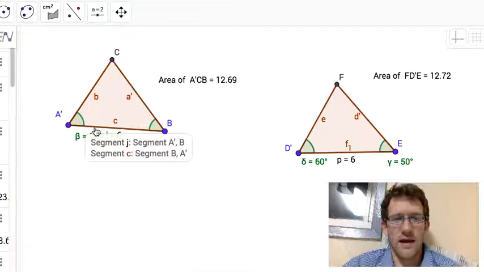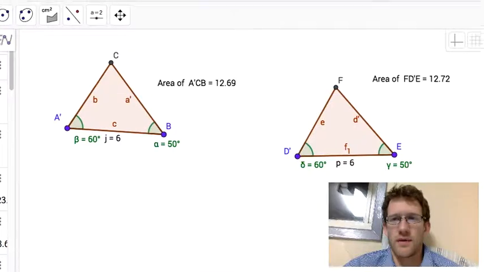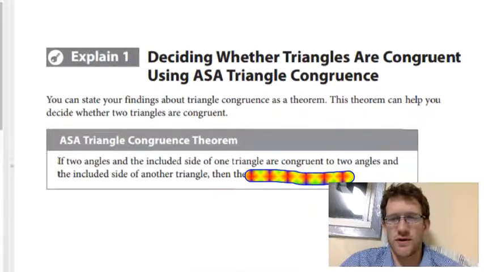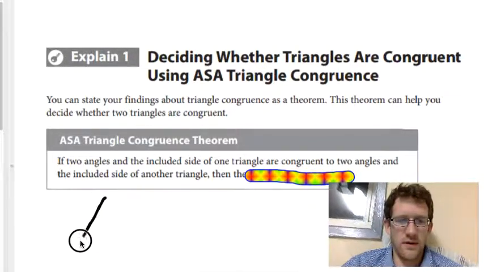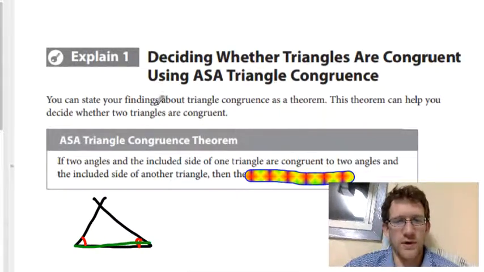And all we did now was fix 2 of the angles, and we fixed that segment in between. So we can go back to our thing here. And this is our angle side angle triangle congruence theorem. It says if 2 angles and the included side, note here, this is a new term, included. Included, most of you have figured out by now, means if I know that angle and its corresponding angle are congruent, and this angle and its corresponding angle are congruent, the included side here is the side between those 2 angles. So it's the one in between.